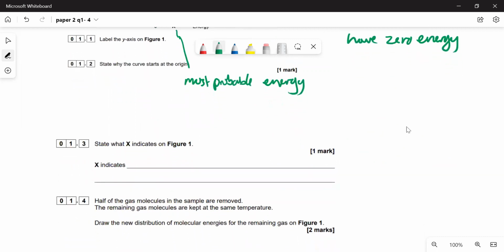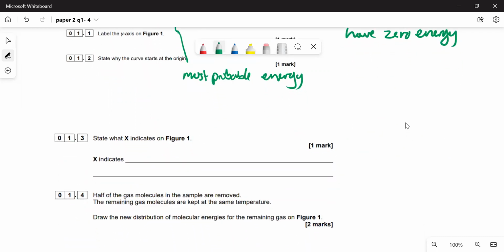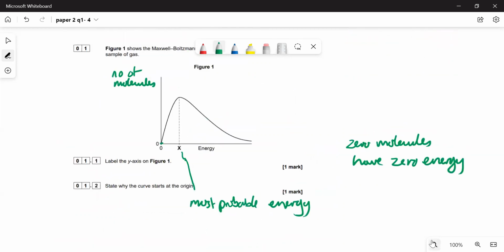Half of the gas molecules in the sample are removed. The remaining gas molecules are kept at the same temperature. Draw the new molecular distribution. Well, if you don't change the temperature, you're not really going to change the distribution. You're just going to have half. So every single point on that curve will be half as high. So that one will be about there, that one about there, and so on. So you'd get something like that. But noticeably, the X, the most probable energy, doesn't actually change at all. It's only if you change the temperature that you'll change the shape of the curve.